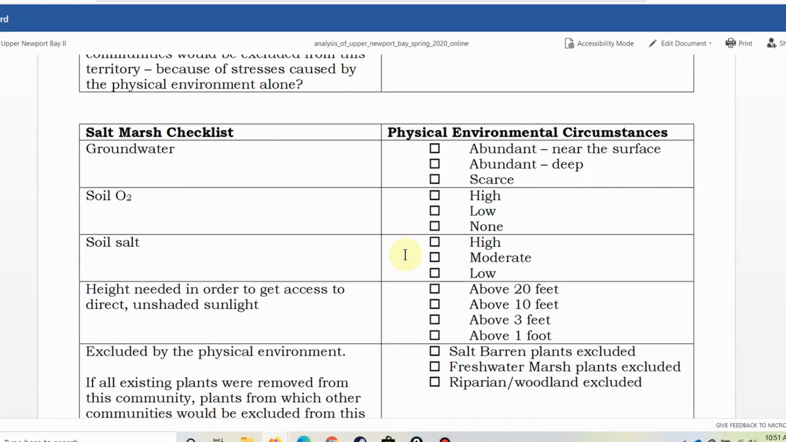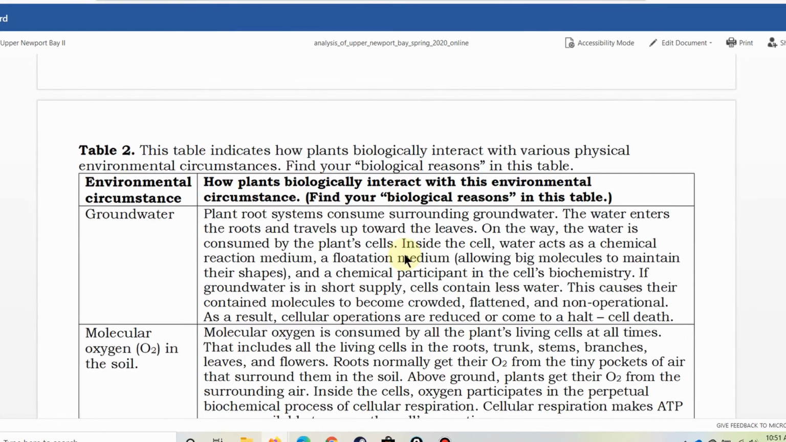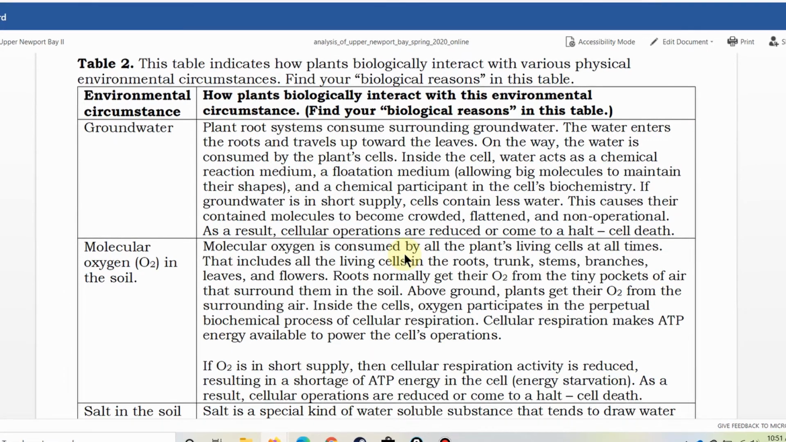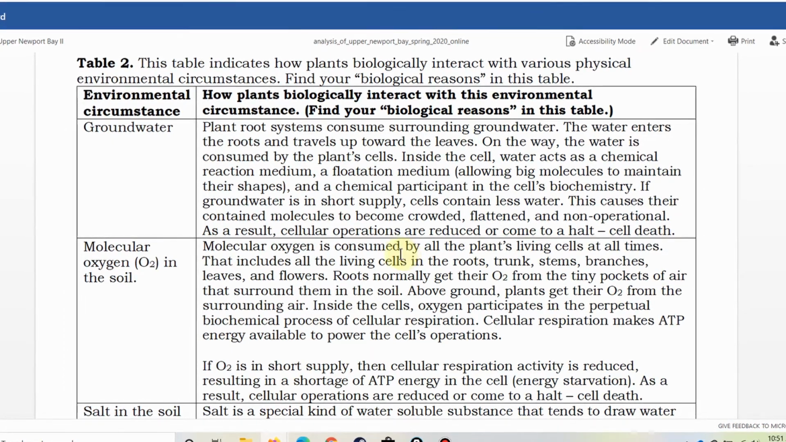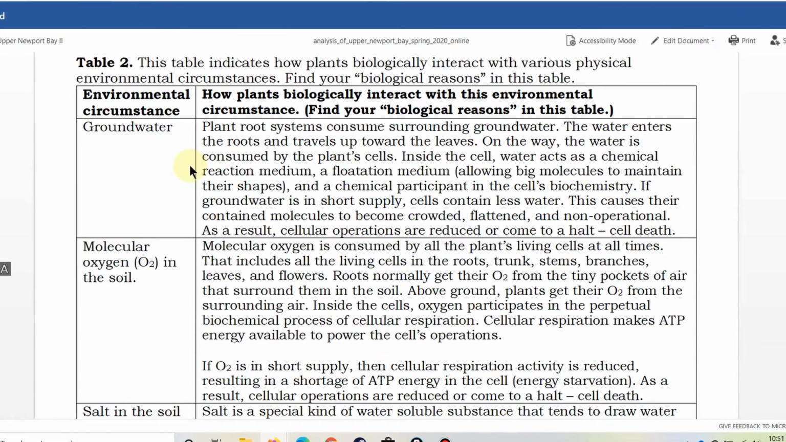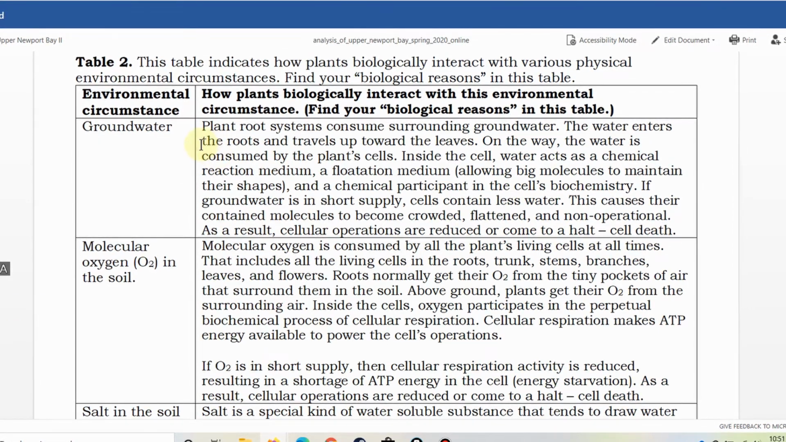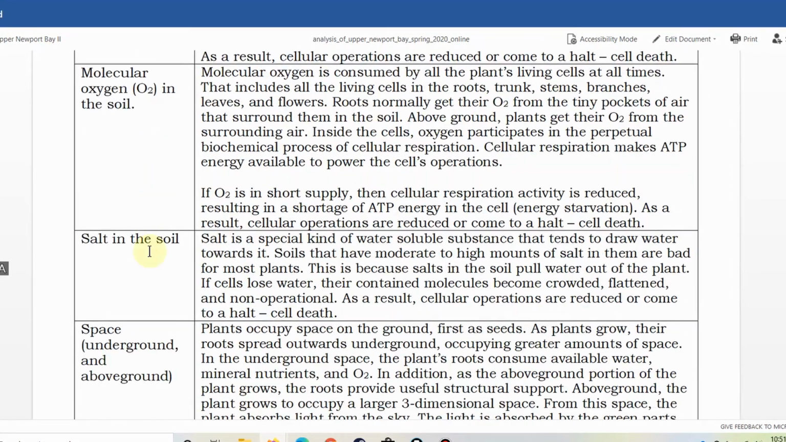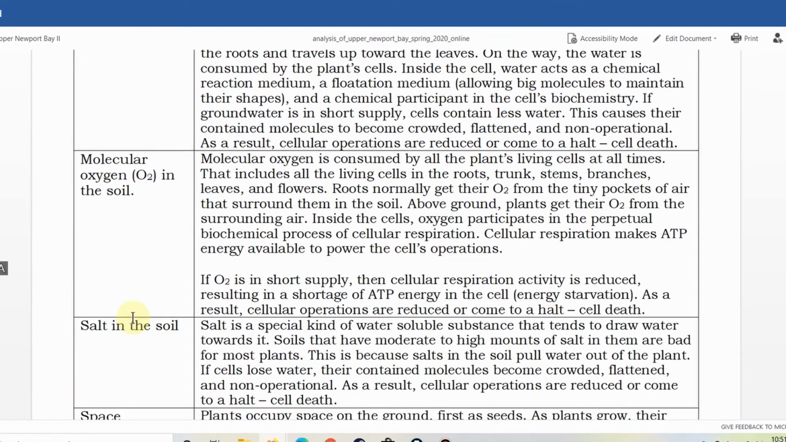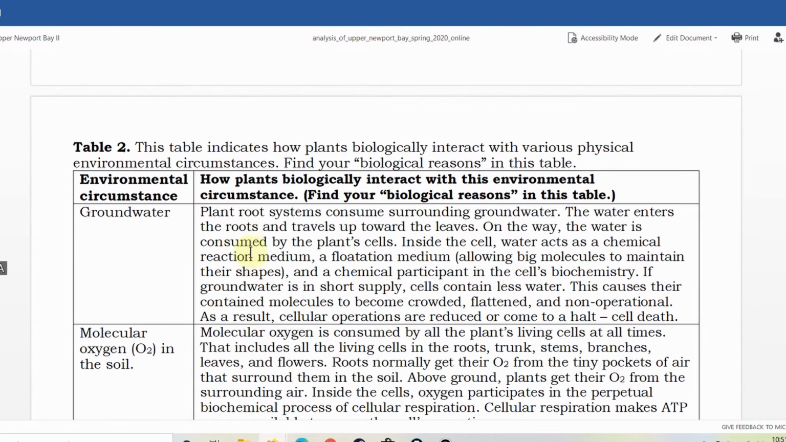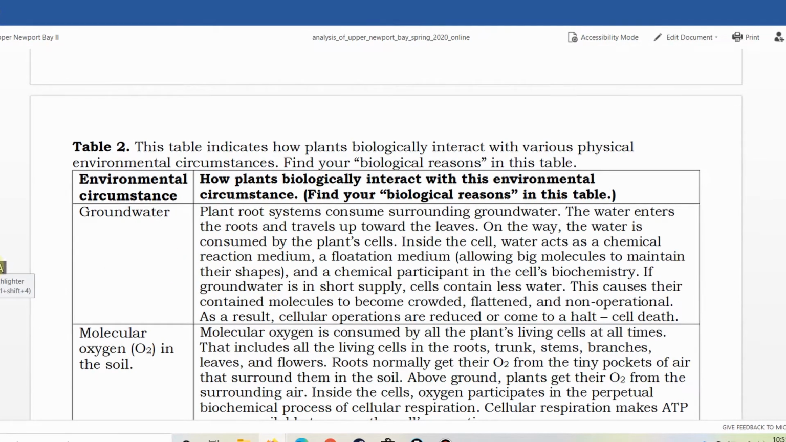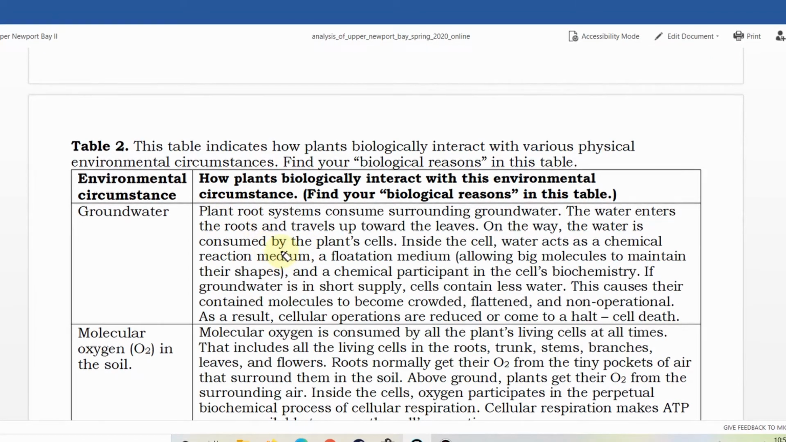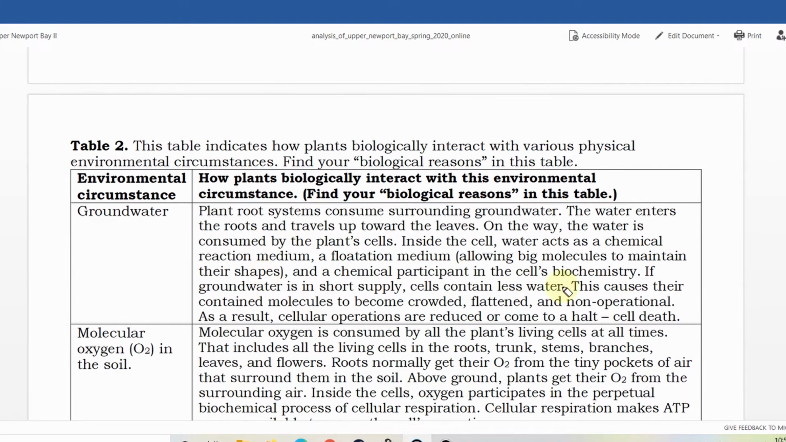So let's look at Table 2. I'm just going to go over this really quickly with you. I talk about various physical aspects: access to groundwater, molecular oxygen, salt in the soil, and space and light. You're going to need to read this, but let me highlight some of the key features here. So here is groundwater. And in some of the cases, groundwater is going to be in short supply.